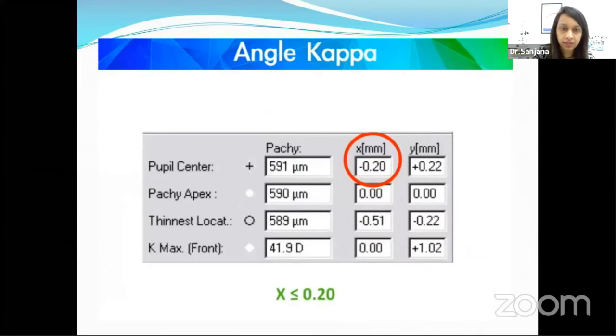When we look at this pachymetric map, we have something called the pachymetry of the pupillary center. We have to look at the x coordinate of the pupil center. If this x coordinate is less than 0.2, that means the angle kappa is less than 5 degrees. Anything more than 0.2 indicates that angle kappa is more than 5, though we do not know the exact value, but at least roughly we'll know whether it's normal or high.